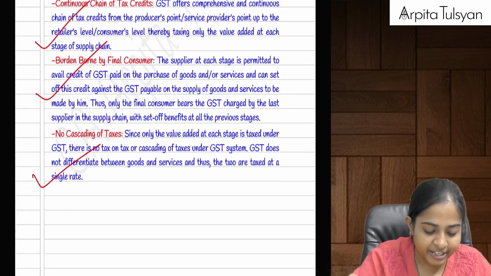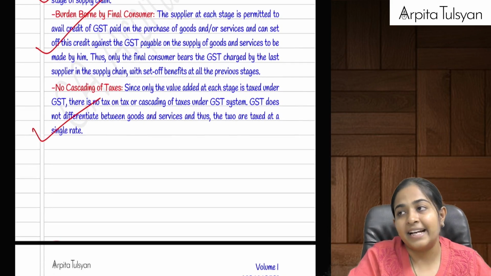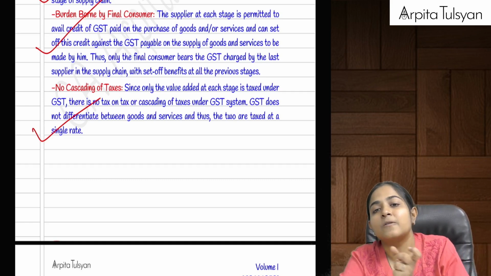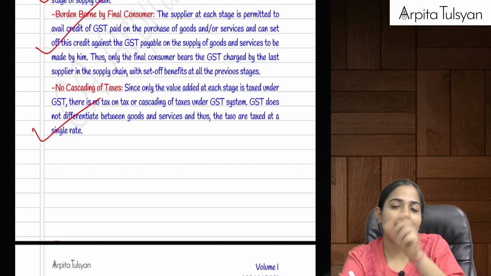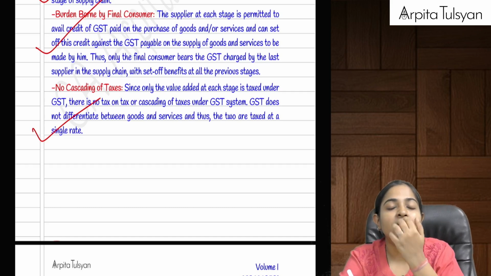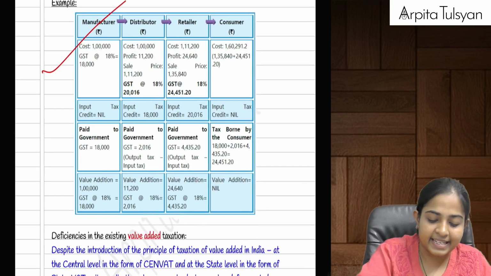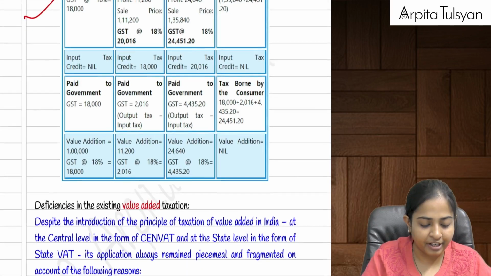And yes, here they are trying that there is no cascading effect of taxes. That is, the entire price is not taxed, only the value added. Only the profit added, only the value added at each stage, only that should be taxed. We have this example given here, you can just refer to it once.